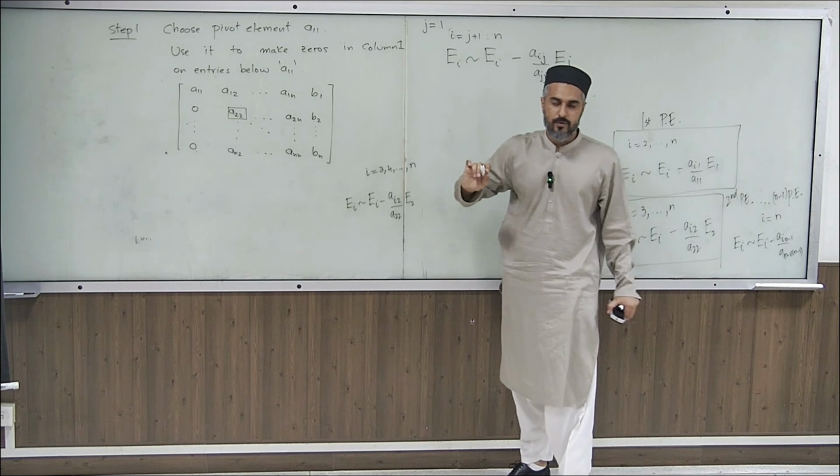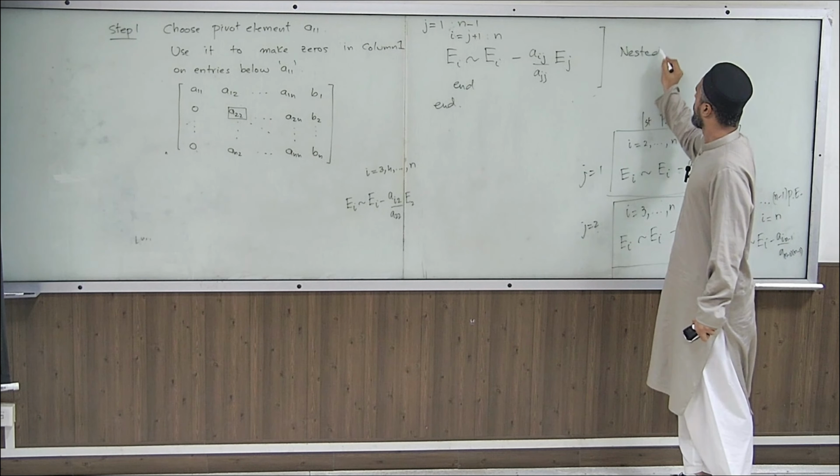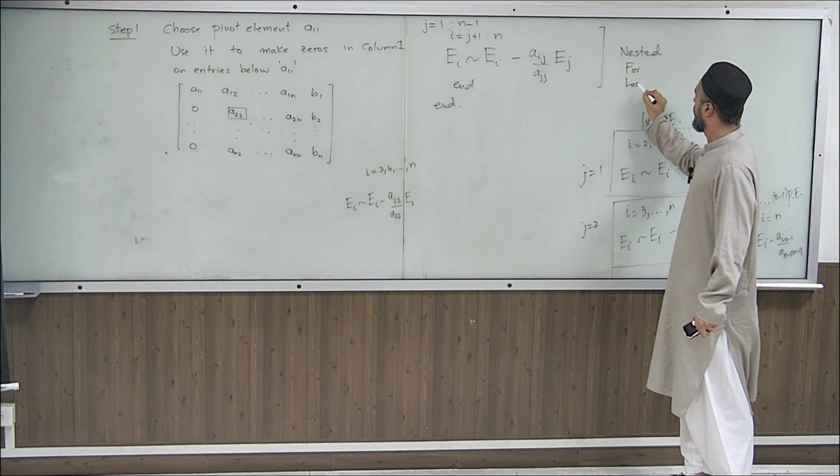And by the way, what is the maximum value of j? n minus 1. Because when j is n minus 1, i will only run from j plus 1, which is n. It will only run once, dealing only with the last row. So this is the nested for loop, which is what we write when implementing Gauss elimination.